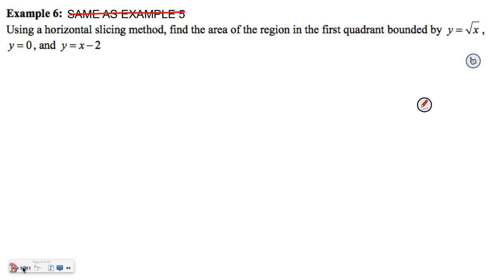And you can cross that off. We didn't do example 5 yesterday, so we're going to do this one both ways, vertical and horizontal.